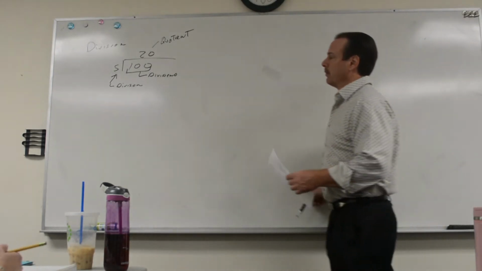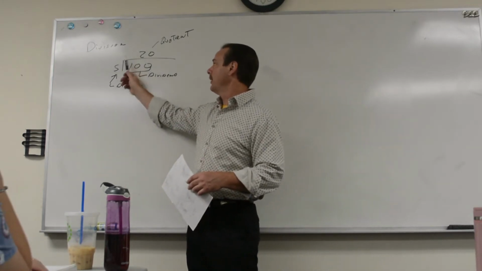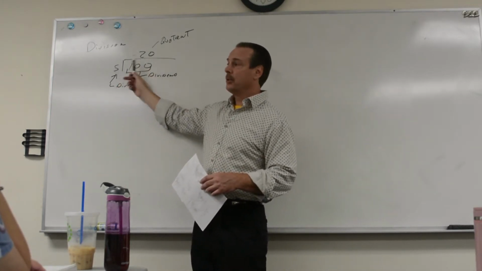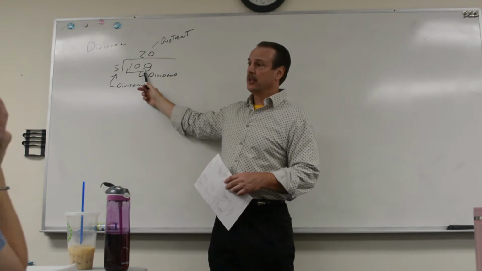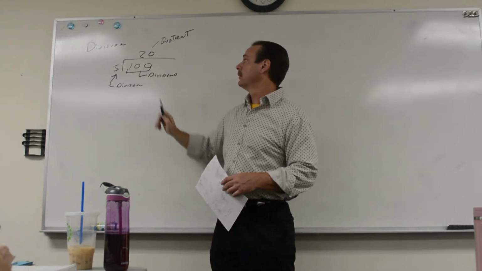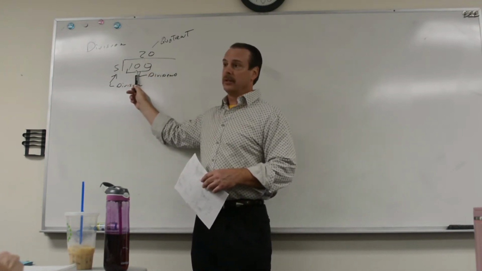Now, if you ever wanted to check a problem, here's the way we could check. If we multiply these two together, we should get this answer. So that's the way we're going to check. So 5 times 20 is 100.